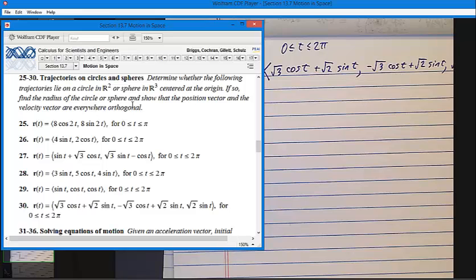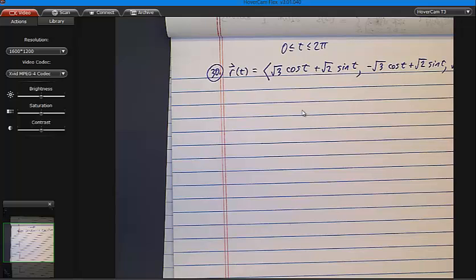Find the radius of the circular sphere and show that the position vector and the velocity vector are everywhere orthogonal. All right. Well, I guess how do you show that something is on a circle or on a sphere? Show that its velocity is always orthogonal to its acceleration. Well, that's what they said to do secondly. They said show that second. They said first show it's on a sphere, then show that velocity and acceleration are.